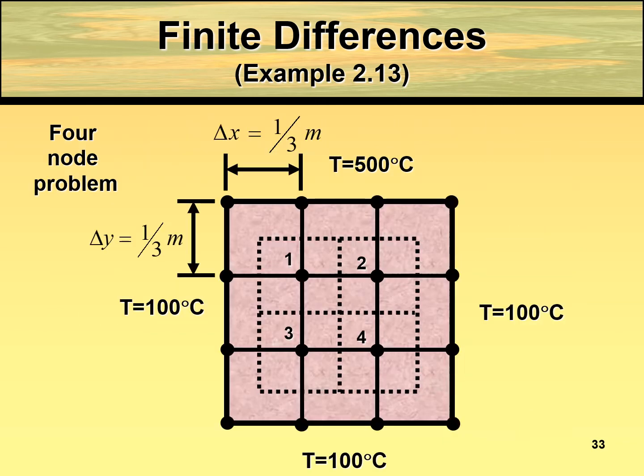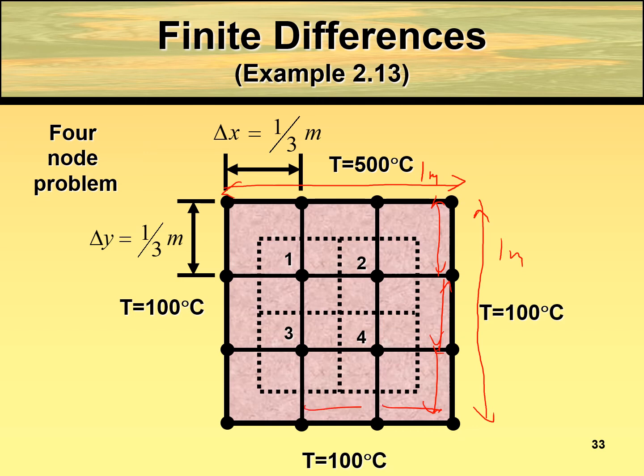So this is how you subdivide your element. If you look at it, the entire length was 1 meter, and this was also 1 meter, and you have subdivided it into three subdivisions in the y direction and also three subdivisions in the x direction. As a result of that, you get these four nodes where you don't know the temperature. You label them as T1, T2, T3, and T4.